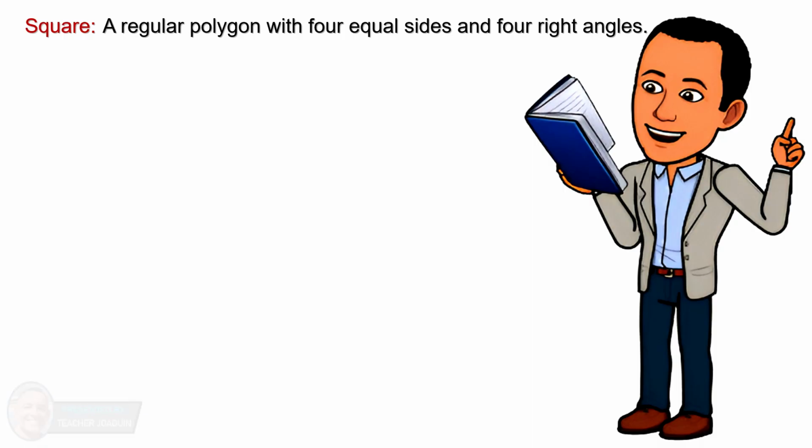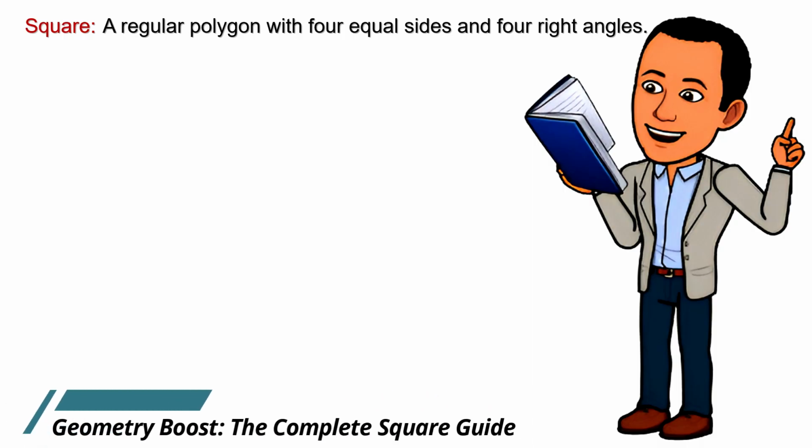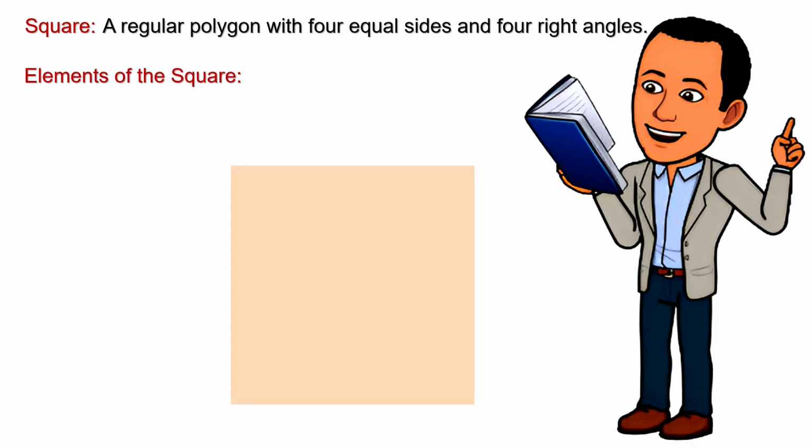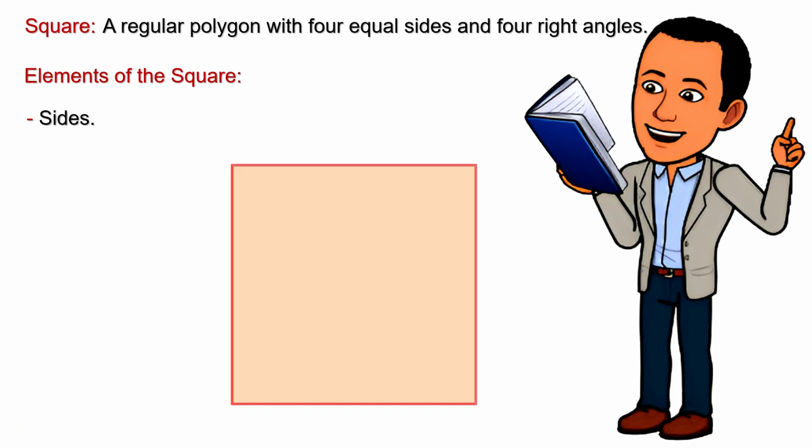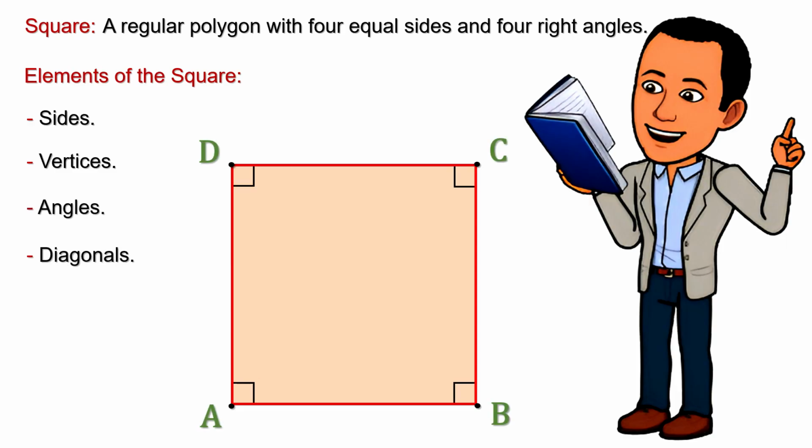To begin, let's define a square, which is a regular polygon with 4 equal sides and 4 right angles, in other words, 90 degrees. What are the elements of a square? The sides, the vertices, the angles, and the diagonals.